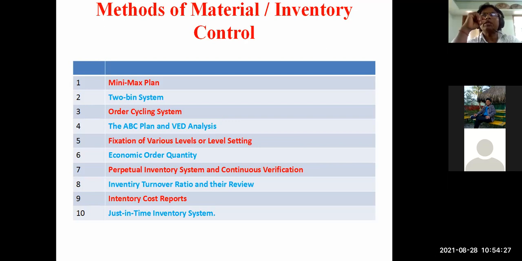And in B, what will be there? The mediocre, you can say moderate ones in between. And what is bad analysis? So that way, ABC plan is made for better control of material. This is a method. Every time you also do it.